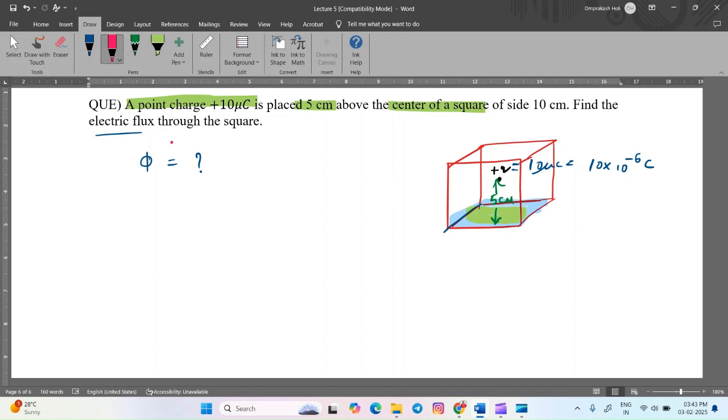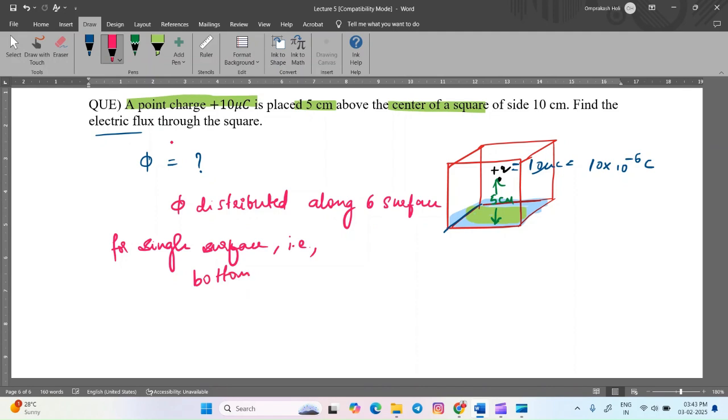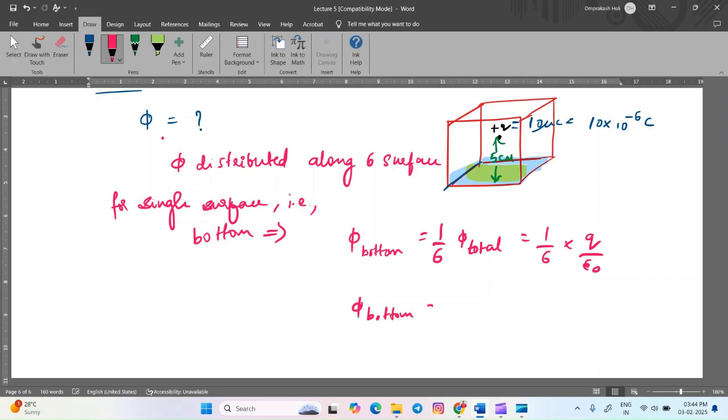So at that time we can say that phi is distributed along 6 surfaces. For a single surface, bottom, phi is equal to 1/6 of total phi, which is 1/6 of Q divided by epsilon naught. Phi bottom is equal to 1 by 6 of Q, which is 10 into 10 raised to the power of minus 6, divided by epsilon naught, which is 8.854 into 10 raised to the power of minus 12. If you calculate this, this will be 1.88 into 10 raised to the power of 5 Newton meter square per coulomb.